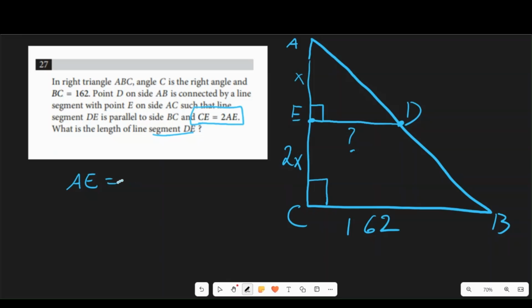Let's just say that that's going to be X, right? What is the length AC? Well, AC would simply be X plus 2X. In other words, 3X, right?